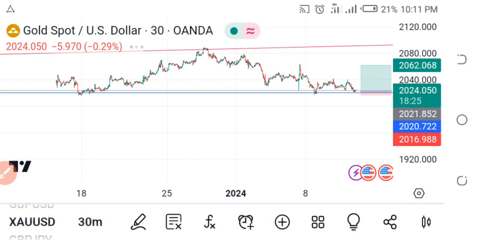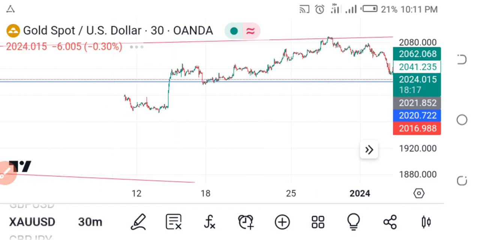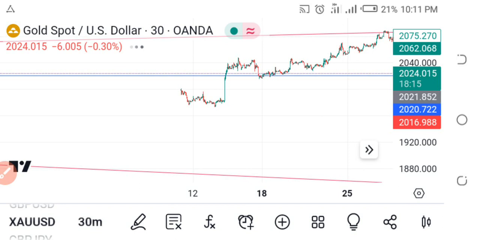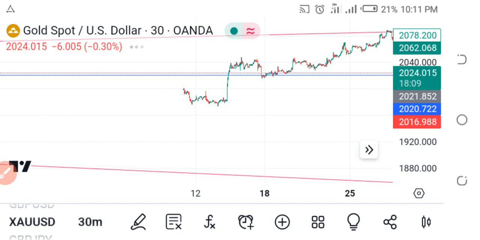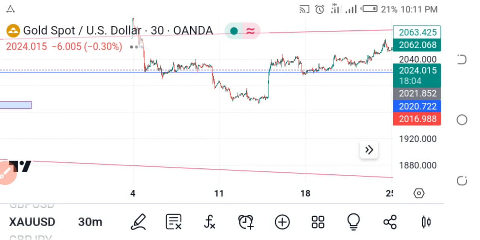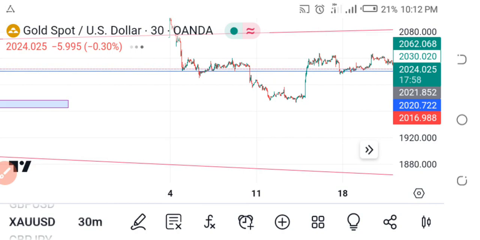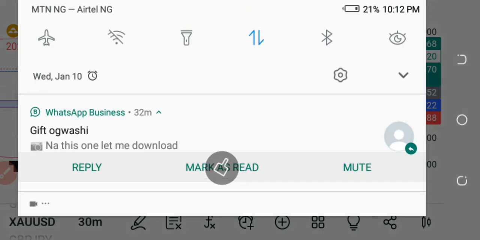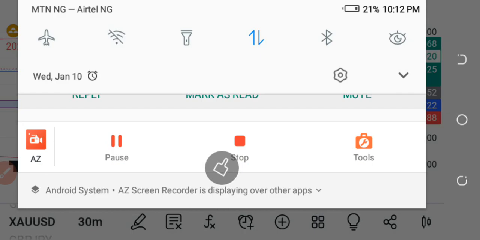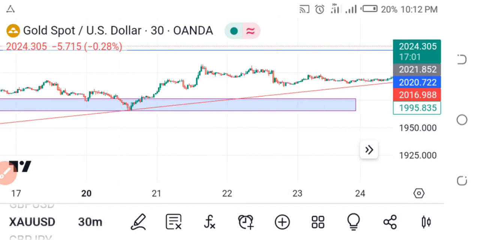Okay, let's go down to... okay, we're almost there. Okay, let's zoom in closely and see what we have here.